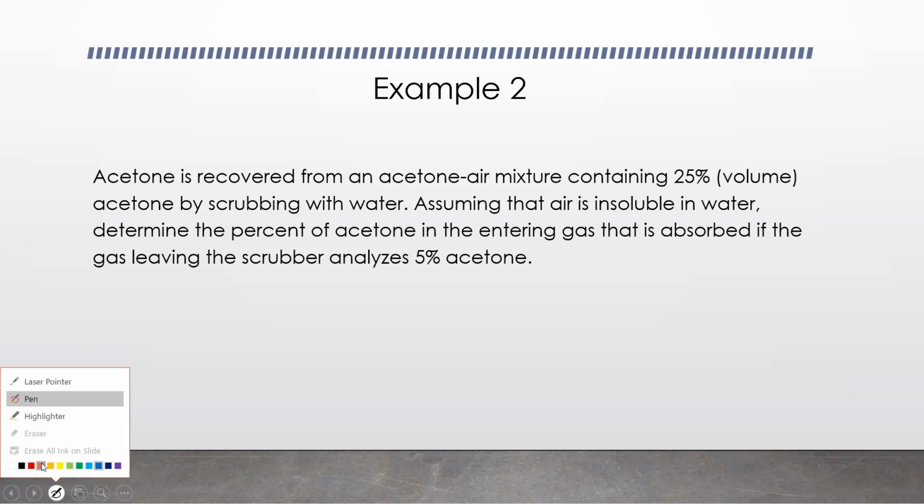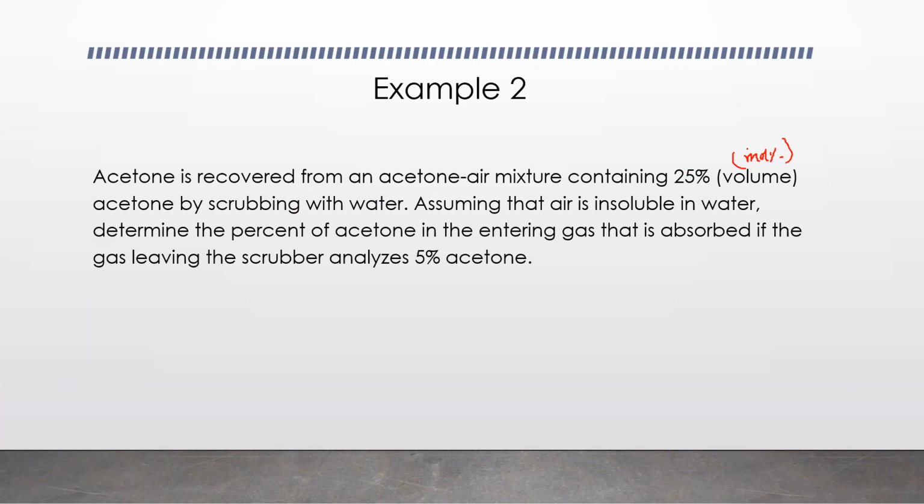It is given that acetone is recovered from an acetone-air mixture containing 25% by volume acetone by scrubbing with water. This is volume percent, so this is the same as mole percent. Assuming that air is insoluble in water, determine the percentage of acetone in the entering gas that is absorbed if the gas leaving the scrubber analyzes 5% acetone. So basically what you have to calculate is the percentage of acetone that has been absorbed. That means acetone in solvent upon acetone in feed. That is what you need to calculate.